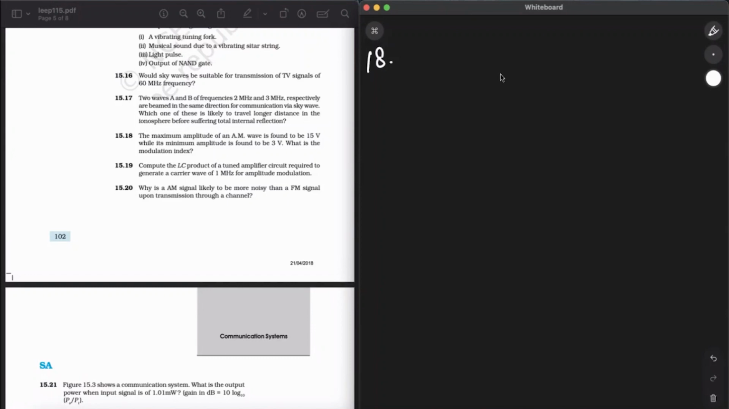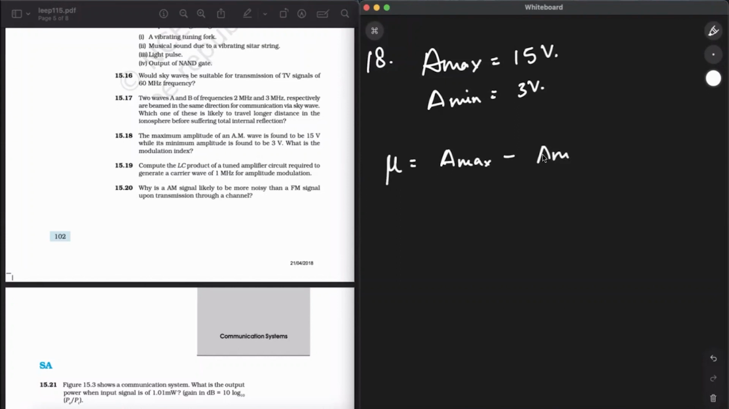The maximum amplitude of an AM wave is found to be 15 volt, so A max is 15 volt, while its minimum amplitude is 3 volt. What is the modulation index? The formula for modulation index is mu equals A max minus A min, whole divided by A max plus A min.